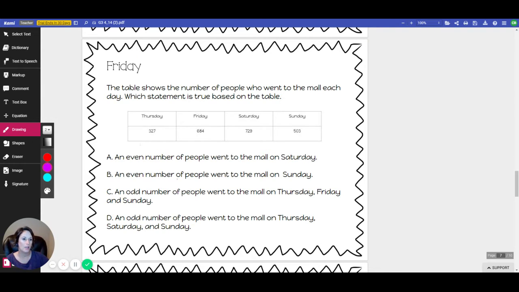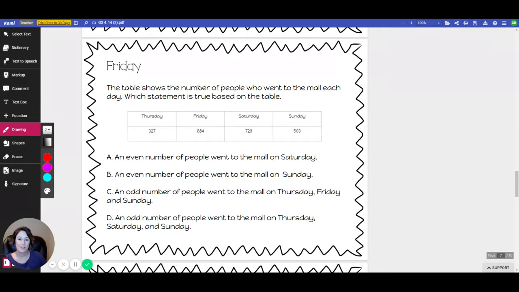An even number of people went to the mall on Saturday. Okay, and then an even number, odd, odd. So I'm talking about even and odd numbers. Remember that even numbers are numbers that can be divided equally into groups. We start like dividing by 2. So 4 is an even number. I can divide it into equal groups.